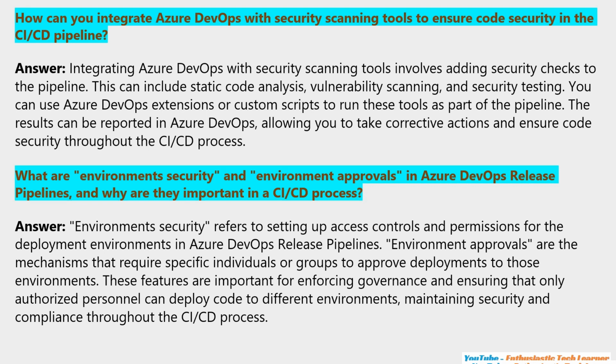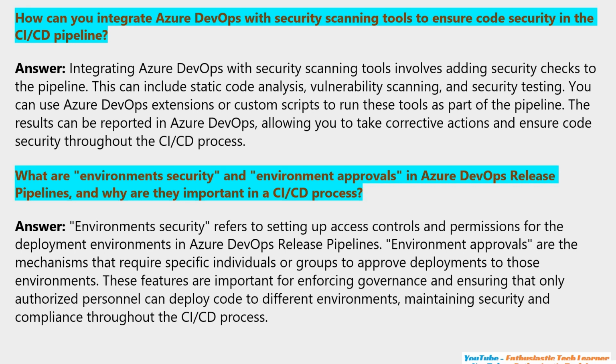What are environment security and environment approvals in Azure DevOps release pipelines, and why are they important in a CI/CD process? Answer: environment security refers to setting up access controls and permissions for the deployment environments in Azure DevOps release pipelines. Environment approvals are the mechanisms that require specific individuals or groups to approve deployments to those environments. These features are important for enforcing governance and ensuring that only authorized personnel can deploy code to different environments, maintaining security and compliance throughout the CI/CD process.